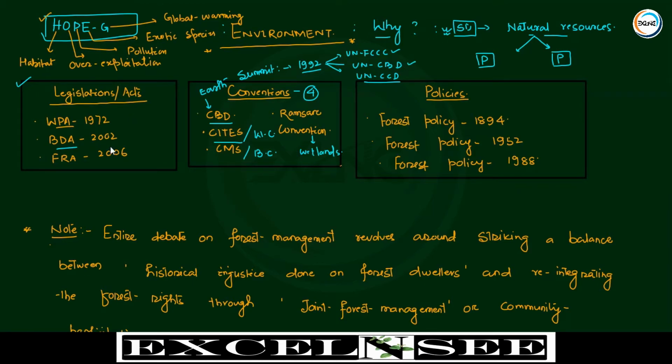Now, with the development of all these legislations, there were the forest policies. The forest policy of 1894 was in colonial time, that is pre-independence. Then the forest policy of 1952 and the forest policy of 1988. In 1952, the focus was on economic importance, so we will remember economic importance. And in 1988, the focus was on ecological necessity.